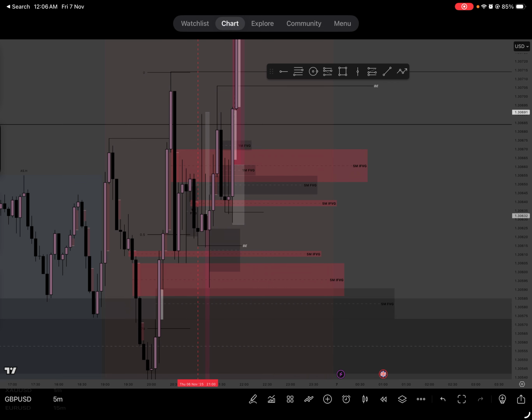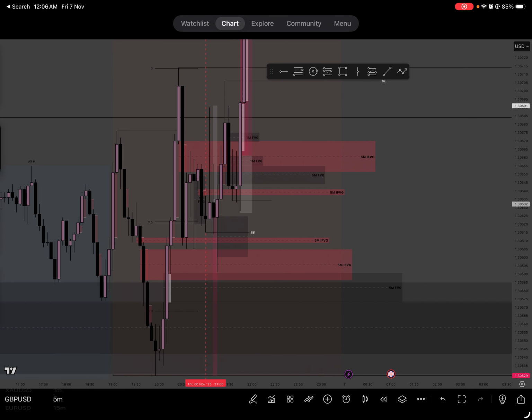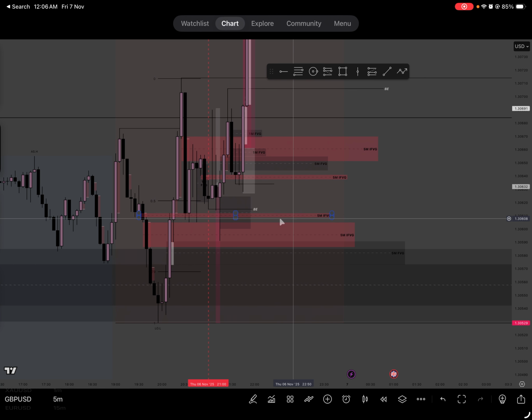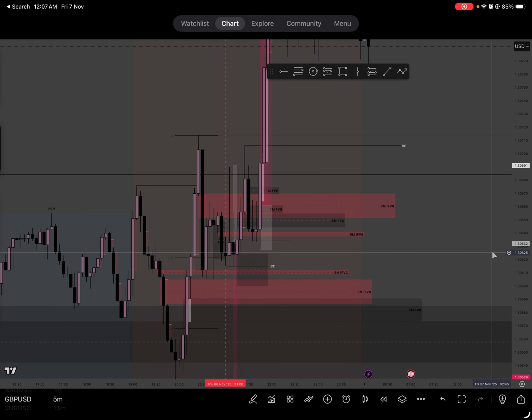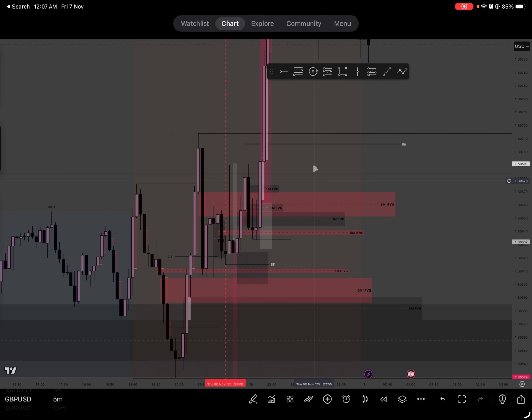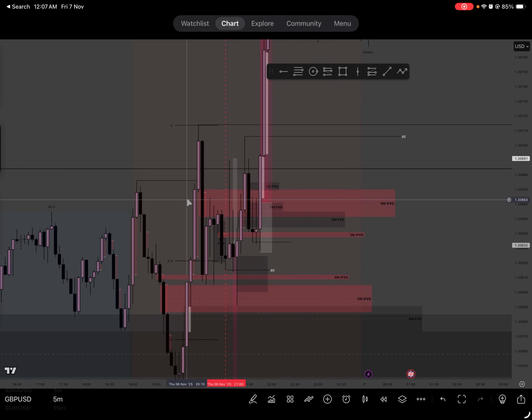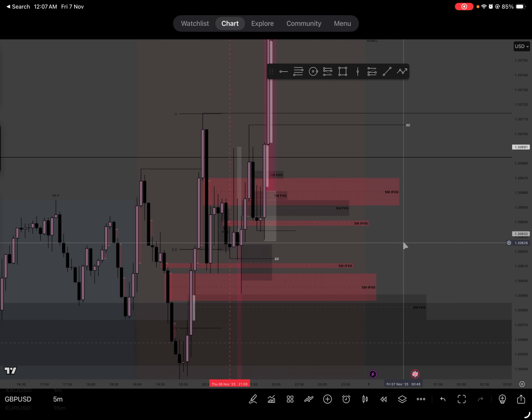But I did take shorts and I did get out break even, and I want to show you guys why, right? So as you can see on that move down, after tapping these POIs, you can consider that a liquidity sweep just because of the displacement we got after hitting these key highs, which are here. And on that move down, we created a fair value gap, right?